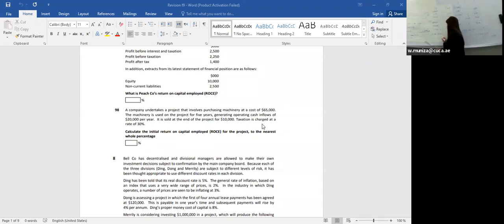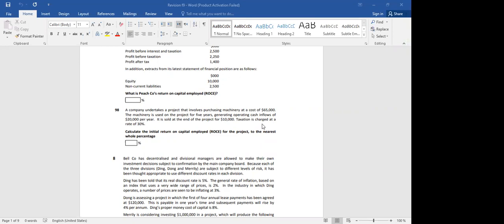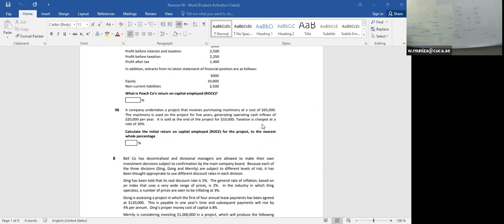6250. Very good. And divided by capital employed, capital which has been employed initially is 65,000 into the machinery. So it is 9.6 and we have to round it to the nearest percentage, so it will become 10% because it's 9.6%. So if it's 5 and above, we can round it upwards. Clear, Angelika? Yes, miss. Okay, great.